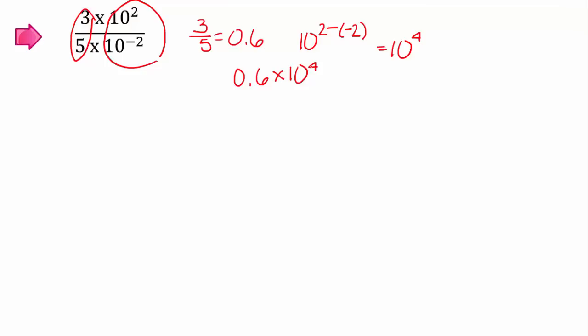Well, let's take a look at that. I have a funny feeling that this is not written in scientific notation. So what I'd like for you to do is think about why it's not written in scientific notation. So I have 0.6 times 10 to the fourth power.